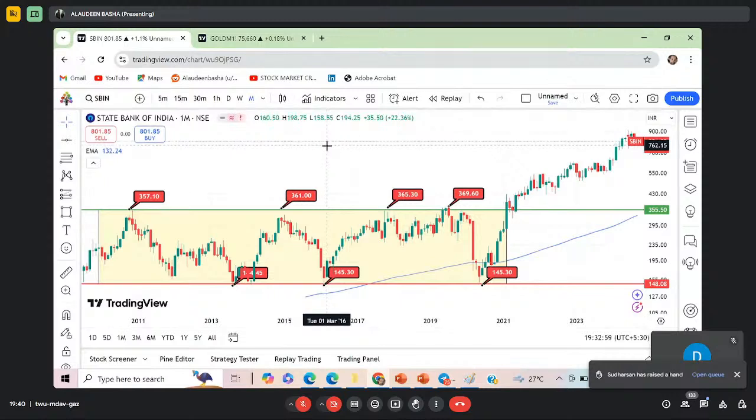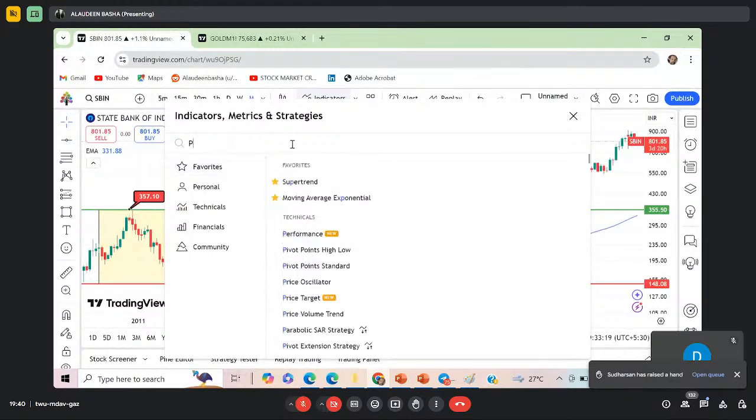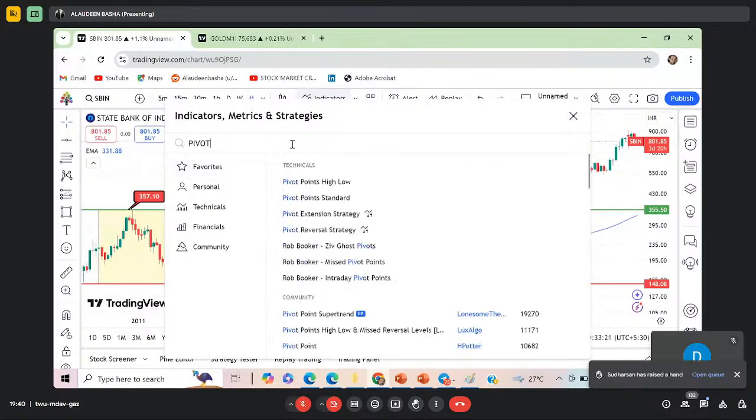Clear? Clear, sir. Yes, sir. Any other indicators you want to suggest? Pivot point. Sir, sorry sir, any Bollinger Bands? Yes, pivot point.